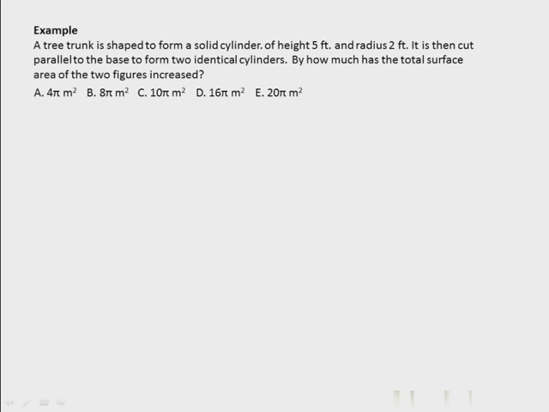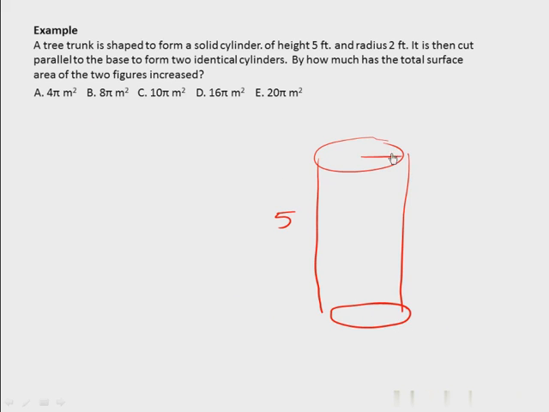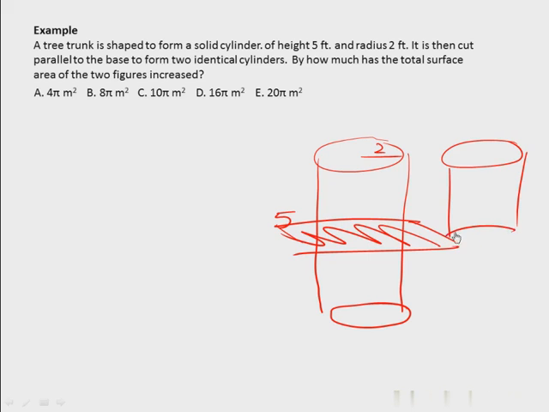A tree trunk is shaped to form a solid cylinder of height 5 feet and radius 2 feet. So here's your tree trunk. Its height is 5, its radius is 2. And it's a solid trunk. It is then cut parallel to the base to form two identical cylinders. Cut parallel to the base means it's cut like this. It's sliced here to form two identical cylinders. You get one cylinder like this and you'll get another cylinder like this.